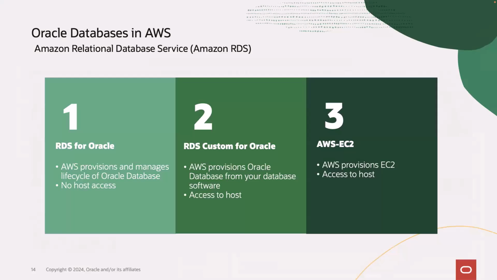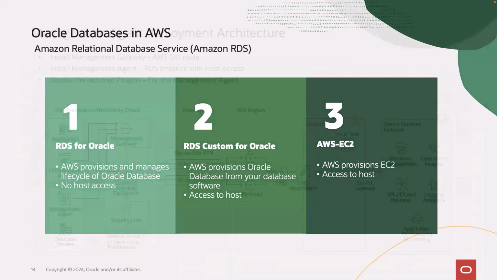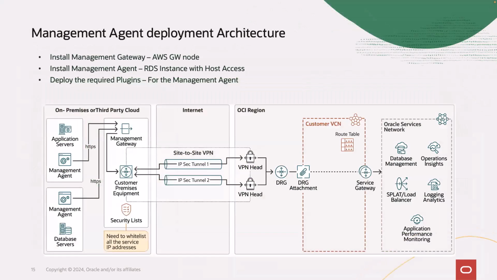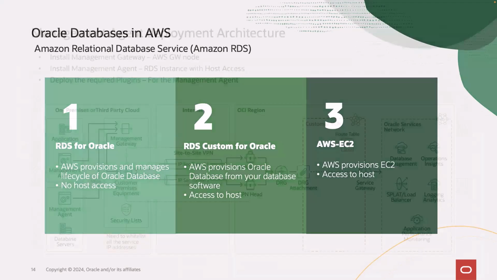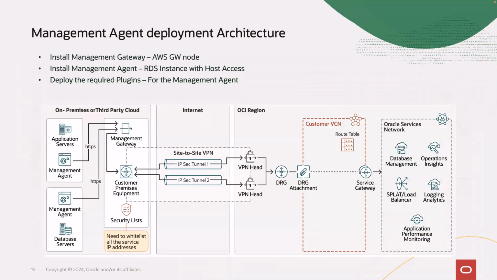And to give a glimpse, the first option will be treated as a non-container database because there's no option to provision a container database with RDS for Oracle. With RDS Custom for Oracle and AWS EC2, you will have the container databases also. So you can discover it as a container database, like CDB and PDB.